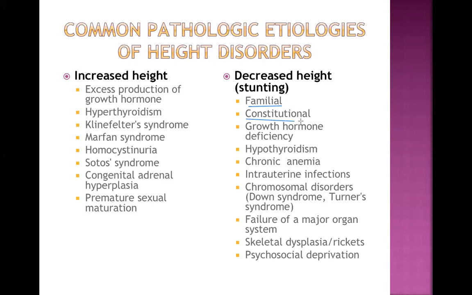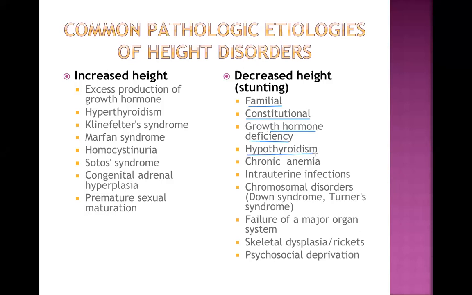Another is called constitutional. This is a very interesting mechanism. Constitutional means before puberty the child is usually short, but at the time of puberty the child suddenly gains height, and after that it will become normal. This is called constitutional growth delay. Growth hormone deficiency is one of the important causes of stunting. This is called dwarfism, a very important term used for growth hormone deficiency.